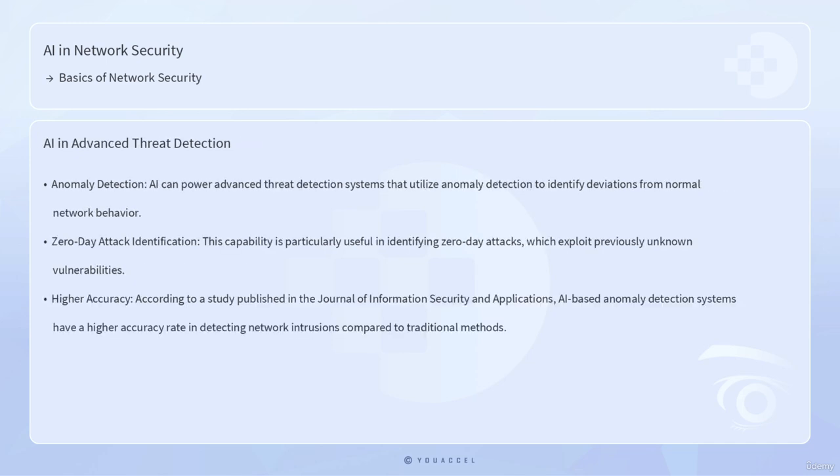For instance, AI can power advanced threat detection systems that utilize anomaly detection to identify deviations from normal network behavior. This capability is particularly useful in identifying zero-day attacks, which exploit previously unknown vulnerabilities. According to a study published in the Journal of Information Security and Applications, AI-based anomaly detection systems have a higher accuracy rate in detecting network intrusions compared to traditional methods.